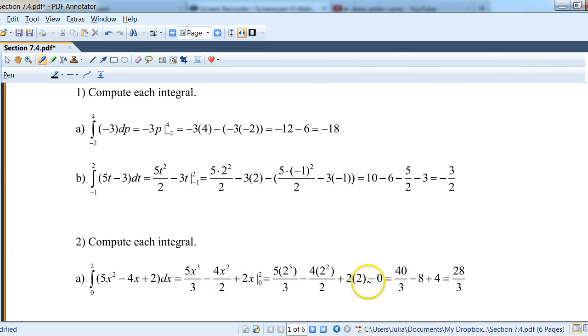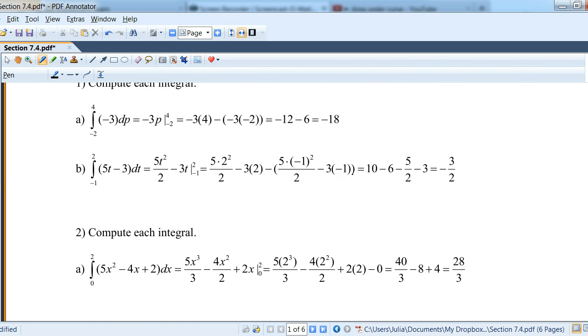So anyway, we plug in the 2, so we'll get 40 over 3 minus 8 plus 4. So that's 40 over 3 minus 4, and so you'll get 40 over 3 minus, I think, 12 over 3. So you get 28 over 3 is the answer.